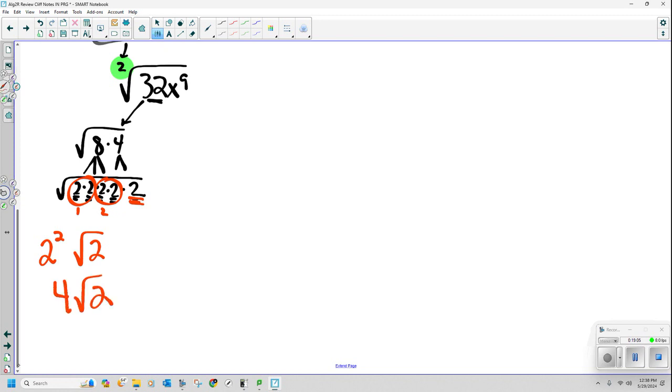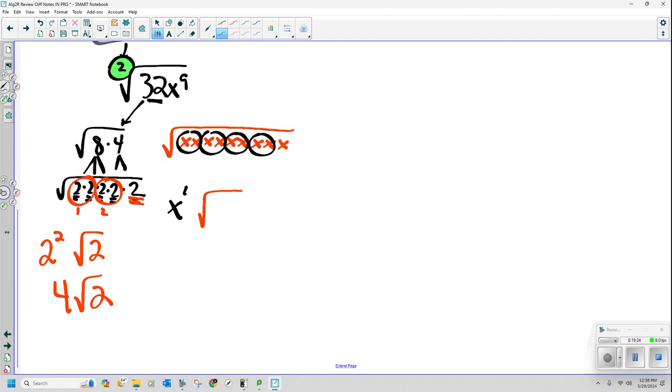Okay, and I do the same thing with the x's. I have 9 x's: 1, 2, 3, 4, 5, 6, 7, 8, 9. How many groups of 2 do I have? Because remember, this is a square root. 1 group of 2, 2, 3, 4 groups of 2. So that's what all comes out, the 4. 1 stays in. So again, I rewrite it. 4 x to the 4th is on the outside, and my 2x is on the inside. Okay, so there you go.